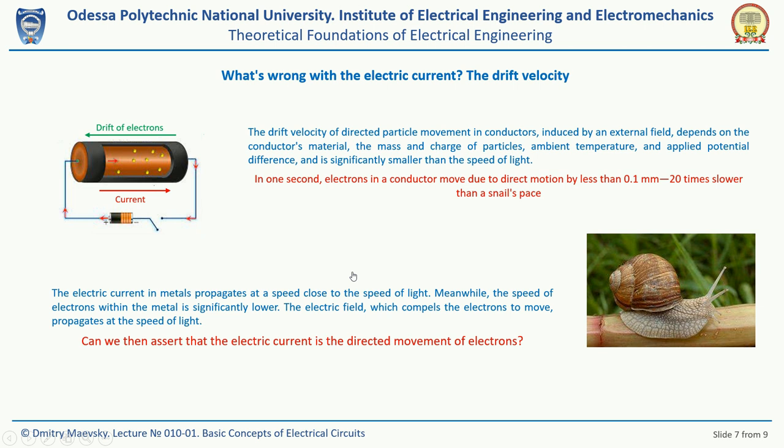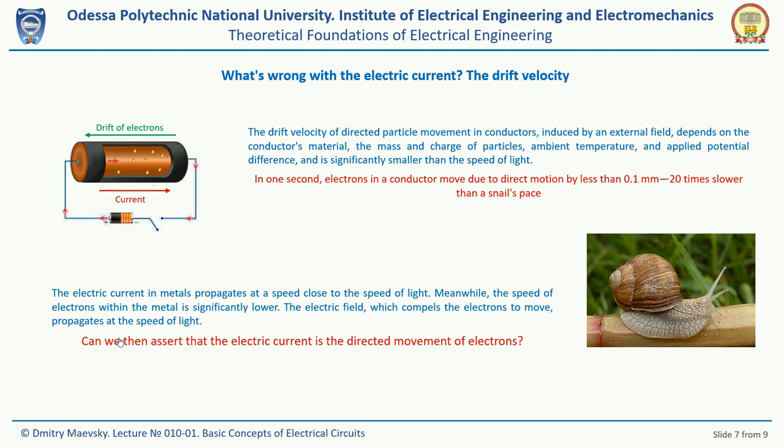The electric current in metals propagates at a speed close to the speed of light. Meanwhile, the speed of electrons within the metal is significantly lower. Can we then accept that the electric current is the directed movement of electrons? This contradiction once again emphasized what I said at the beginning. We do not know what electric current is, but we will be able to calculate the result of the action of this mysterious current in electrical circuits.